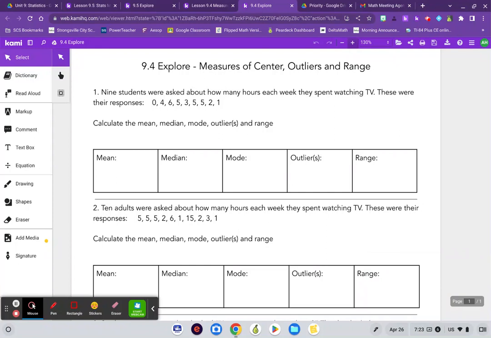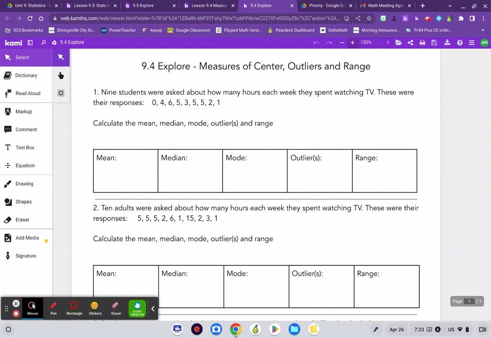We're going to be talking about measures of center, things like mean, median, mode. We will talk about what outliers are and what the range is. We're going to look at some data sets in order to do that. This should be a review from your past math classes, but if you have any questions, let me know.